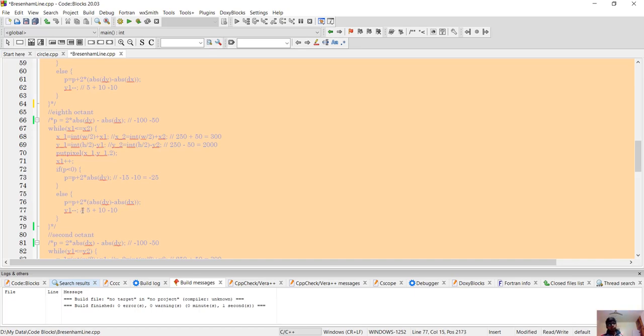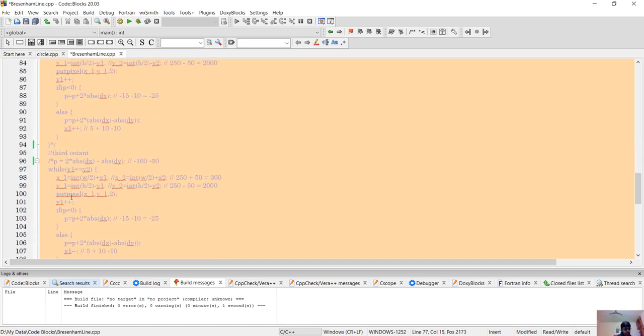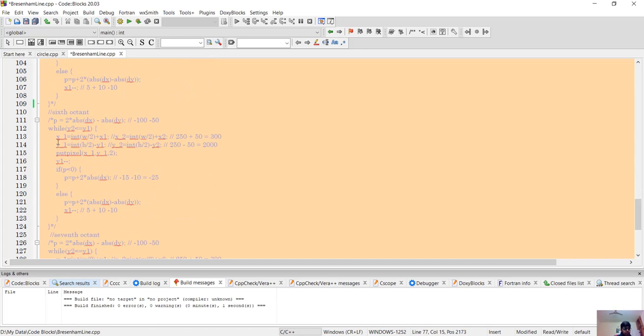Here is our second octant. Let's go to our sixth octant. We were talking about the fifth octant. Now let's go to the sixth and seventh octants. In our sixth octant, it will work like our second octant, so dx comes first. Dy and dx are both negative, and dx comes first.